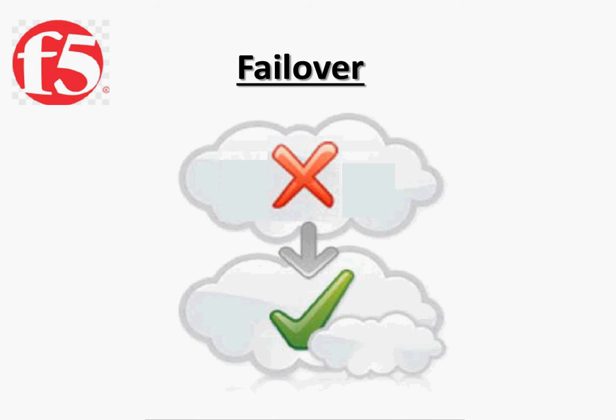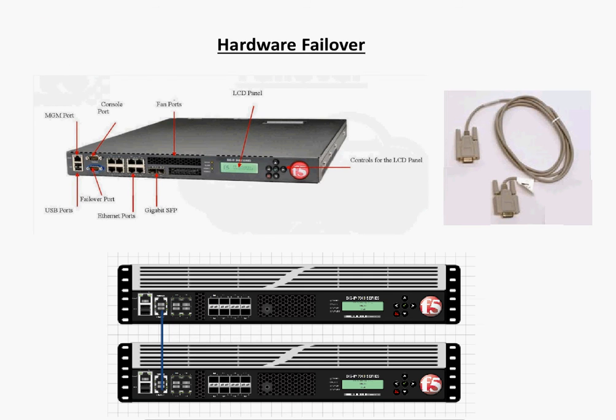So, high availability happens thanks to the failover configuration. Let's take a look at the failover process. F5 provides two methods of failover: hardware and/or network failover. Let's discuss hardware failover first.